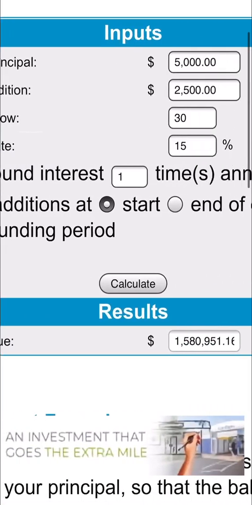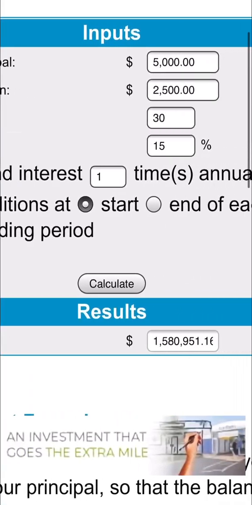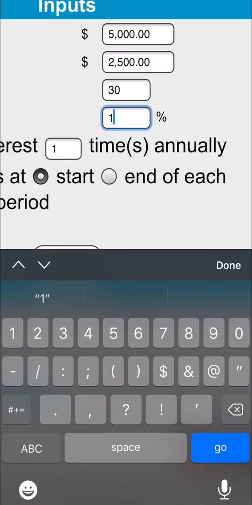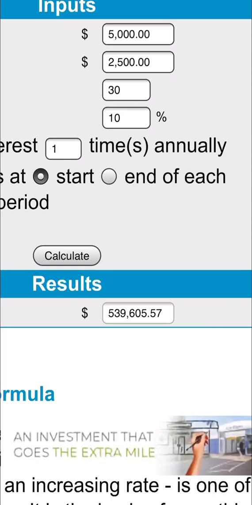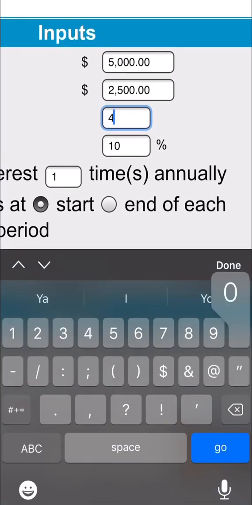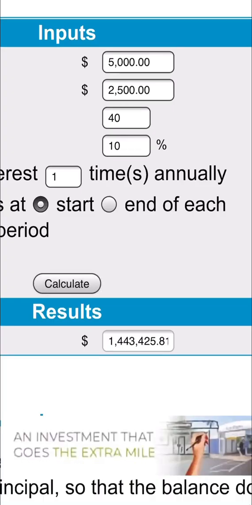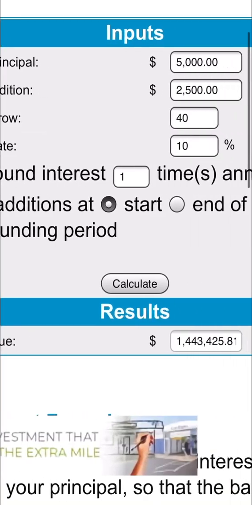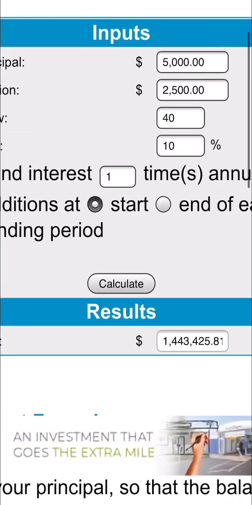The annual addition is $2,500, right? So this is going to be $1.5 million, 30 years to grow, 15%. Let's just say you have 10%. You're still having $500,000. So again, that percent's important, but you can play with this. So you can retire at 60 with $1.4 million. Years to grow, we have 40, interest rate 10%, and you still get your $1.4 million if you don't think you can get a 15, 20, 25, or 30% return on your investment.